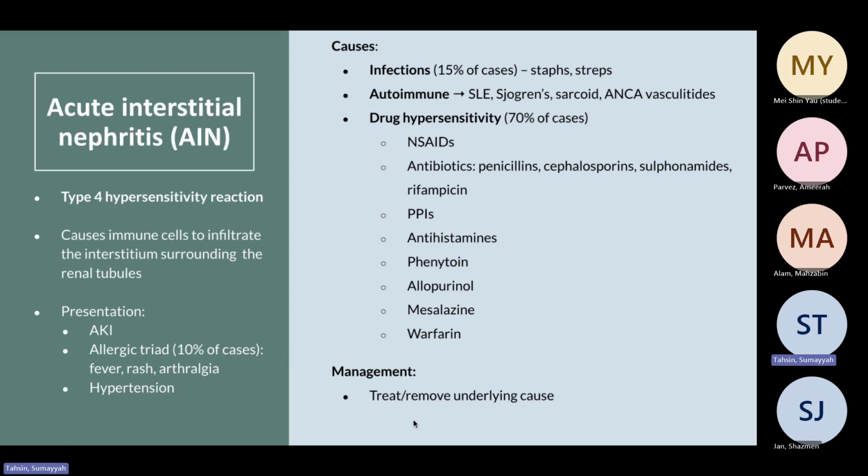In terms of the management, you want to treat or remove the underlying cause. So for example, if it's a drug, you want to stop it. If it's an infection or an autoimmune cause, you want to treat that. And then you want to give the patient steroids. So you'd give them 40 milligrams of oral prednisolone and then monitor them to see if that improves.